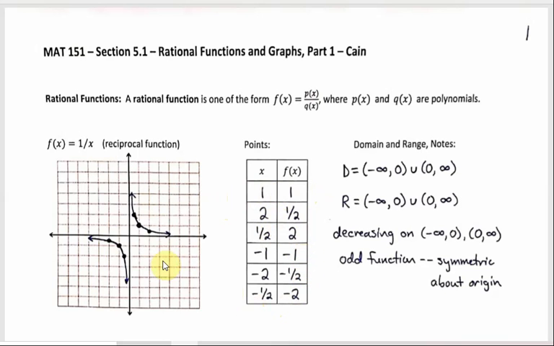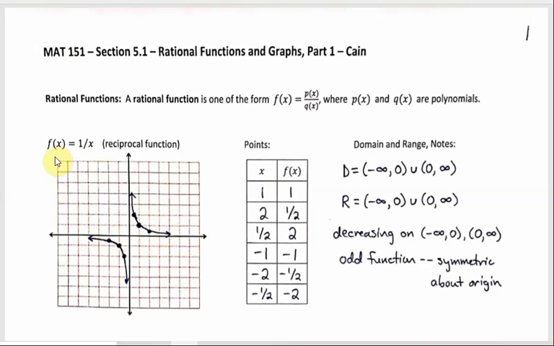And if you plot those points, so there are the positive ones, there are the negative ones, this is the shape that you get. And then you think, well, why does it look like that? Why doesn't it connect together? Why are the two pieces totally separate? Well, first of all, there's no way for the function to be 0, because you've got a 1 on top. There's no way that 1 divided by anything is ever going to be 0. So there's never going to be a point that's right on the x-axis. That's going to be impossible.